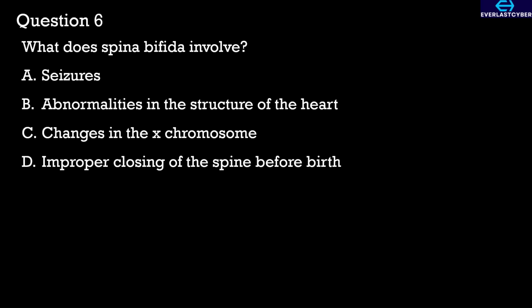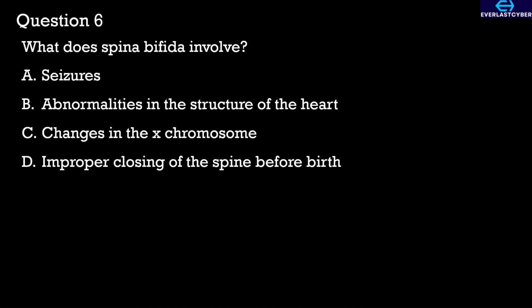Question 6. What does spina bifida involve? A. Seizures. B. Abnormalities in the structure of the heart. C. Changes in the X chromosome. D. Improper closing of the spine before birth.